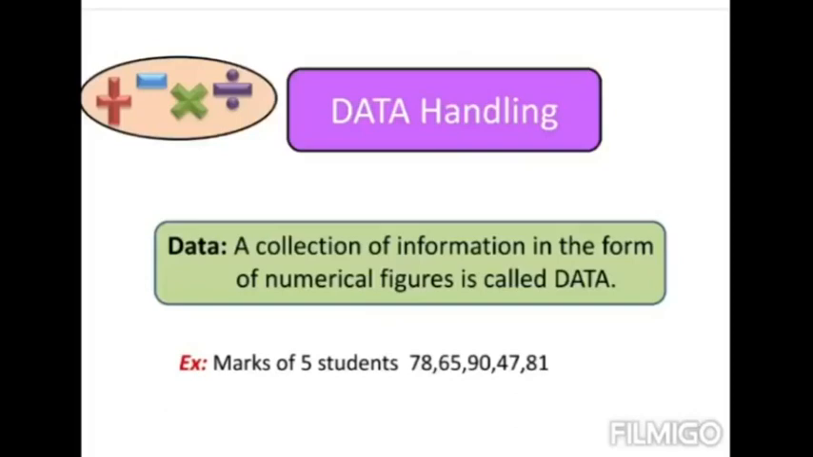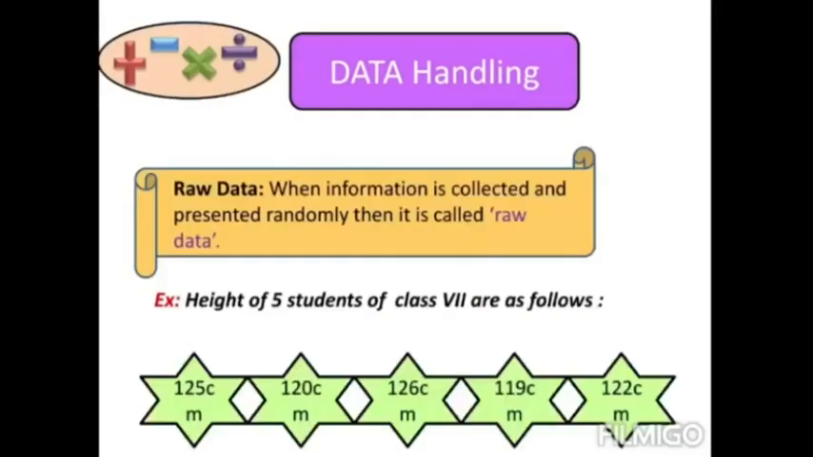Let's start with a quick recapitulation. Data: a collection of information in the form of numerical figures is called data. For example, marks of 5 students. These marks which I am collecting from you are called data. Then what is raw data? When information is collected and presented randomly, then it is called raw data, right?